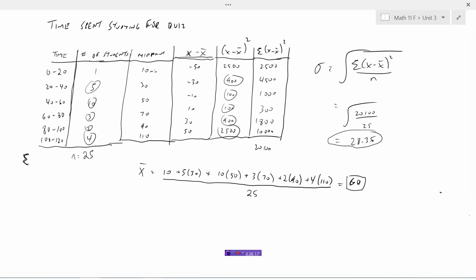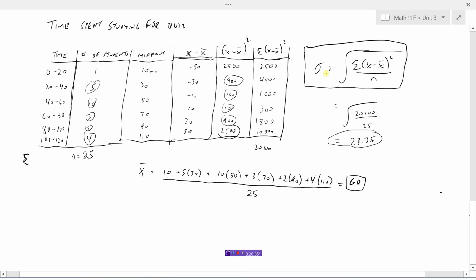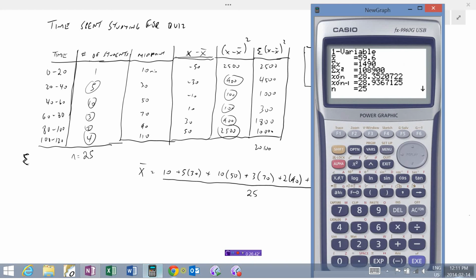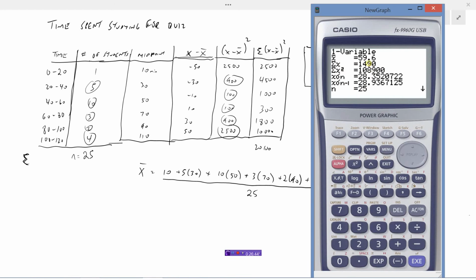Standard deviation is a measure of how spread out the data is. When the standard deviation is small, you know your data is all clustered around the mean. And when your standard deviation is large, you know your data is all spread out. This is the formula that we would use if we were to manually calculate the standard deviation for our set of data, or we could also use a calculator where it'll do the number crunching for us and figure out our mean and our standard deviation.